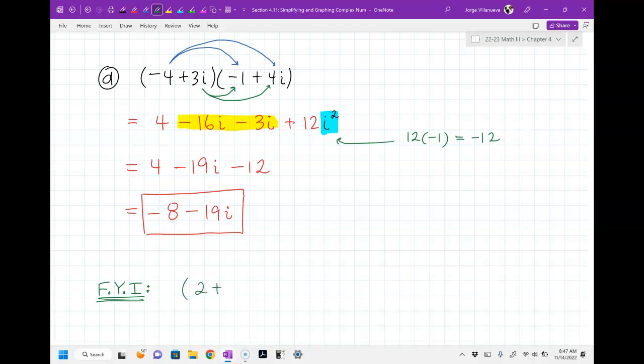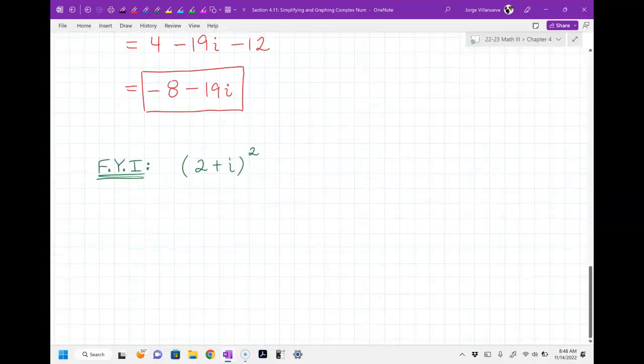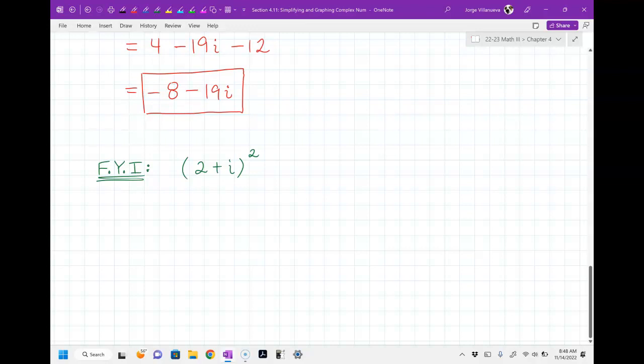If you see a problem that looks like this, okay? Do not distribute the power of 2 in. Don't do that. You're supposed to write it out twice. And then you can do your multiplication. Okay? I'm not going to do it because we already did a problem like that. That was part D, the one we just did. How to multiply them. We just did it. But if there is a problem on your homework that looks like that, where it's one parenthesis quantity squared, you have to write it out twice and then distribute properly, okay?